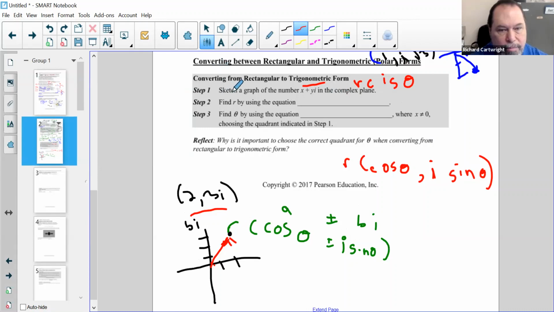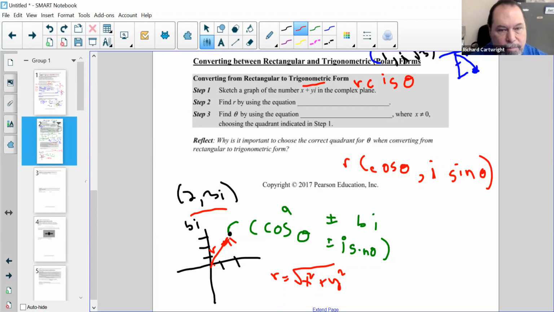If we're going to turn this into trig, you sort of need to know how long this is. That's called r. And we have a formula from the other page, if you remember. R was equal to the square root of x squared plus y squared. So that's how you would find your R.